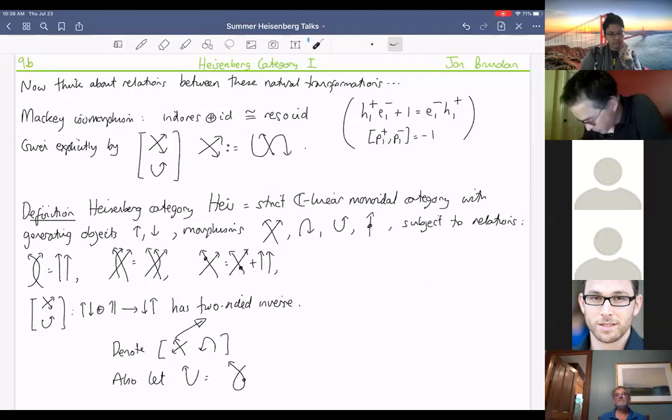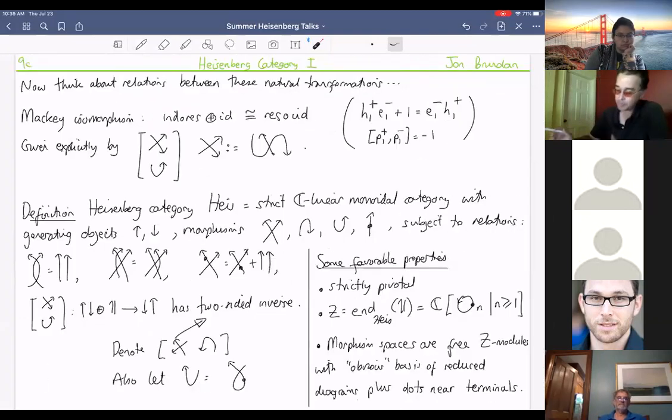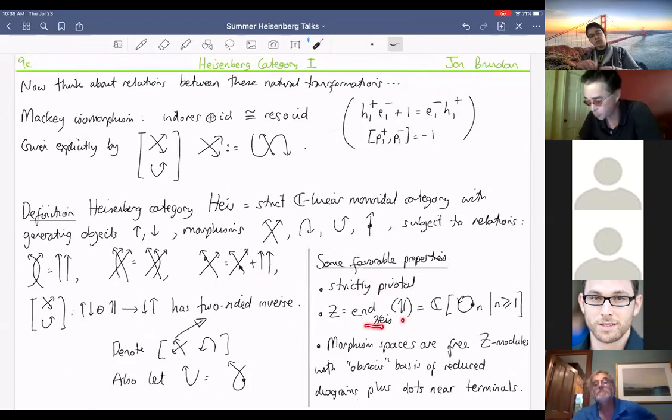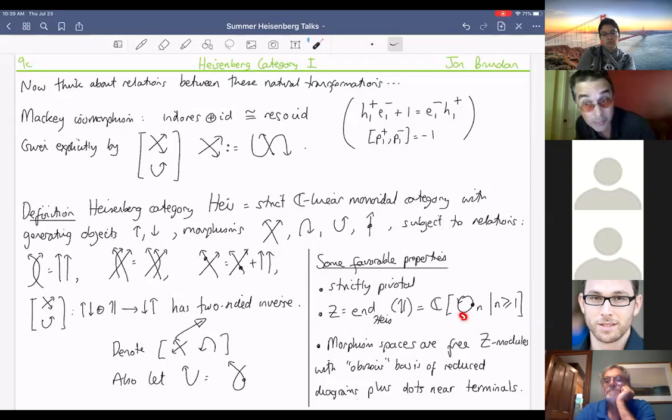And so you can study this thing, and it takes a bit of time, but let me just write down a few favorable properties of this category. It's a strictly pivotal category. So that means you can work with these diagrams up to isotopy in a natural way. The center, Z, so the endomorphisms of the unit object in this monoidal category, turns out just to be a free polynomial ring generated by these dotted bubbles, all of these dotted bubbles for all n greater or equal to 1. So it's an infinite rank polynomial algebra, just generated by those guys.